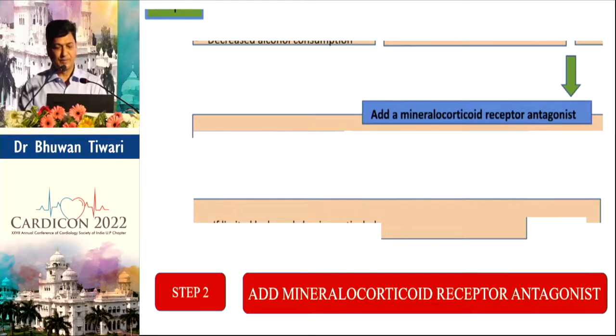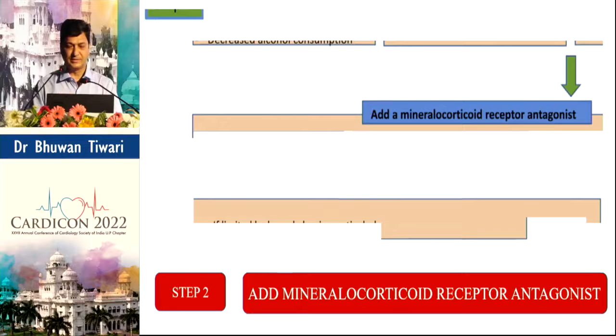is, according to the PATHWAY trial, to add a mineralocorticoid receptor antagonist, which is seen to be very helpful in controlling blood pressure. But the issue with this is that many of the patients have CKD and they tend to have hyperkalemia. That is a very important issue. For them, we can try adding potassium binders, which will be helpful.